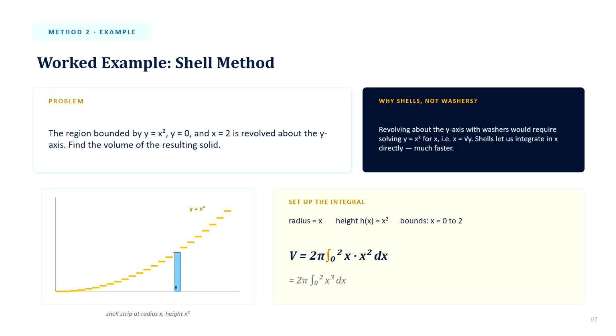So for our second example, take the region under y equals x squared from x equals 0 to x equals 2, revolved about the y-axis. If we try the disk or washer method here, we'll need to rewrite the parabola as x equals the square root of y, which adds an extra step that I don't want to do. With shells, we can integrate in x directly. Each shell has a radius x and a height x squared, so the volume is 2 pi times the integral from 0 to 2 of x times x squared dx, which simplifies to 2 pi times the integral of x cubed dx.